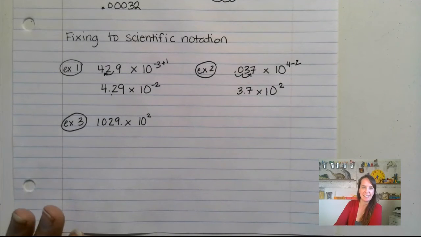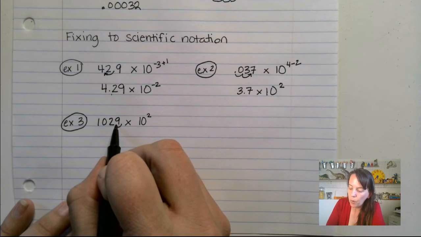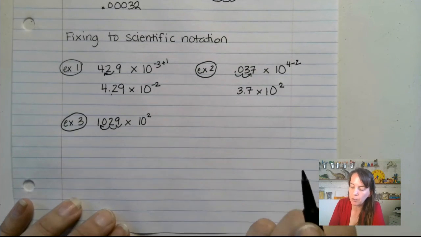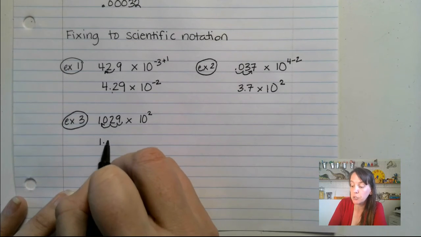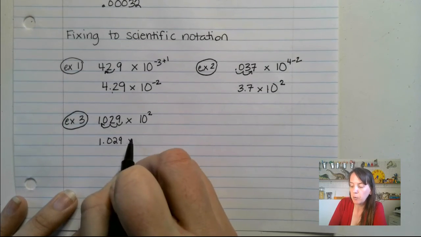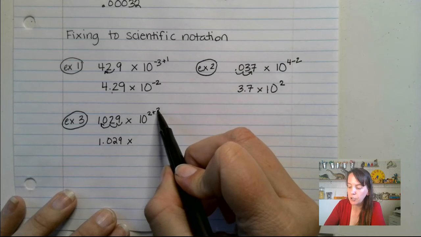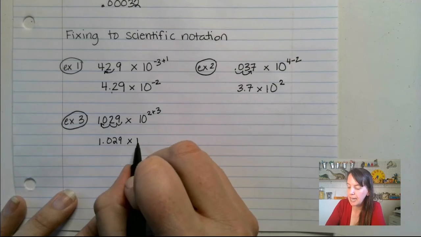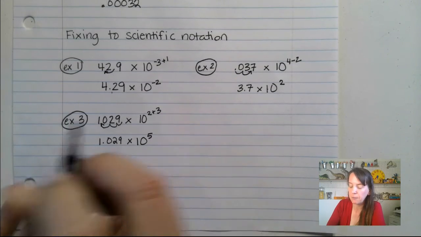All right, let's practice this one here. We're going to go 1, 2, 3 spots over, and I have now made that number smaller. So I'm going to make this larger by 3. So 10 to the 5th.